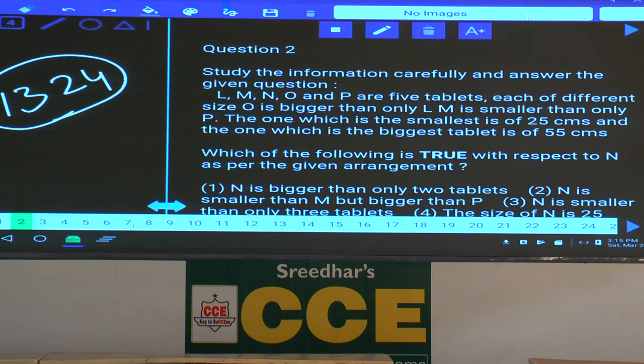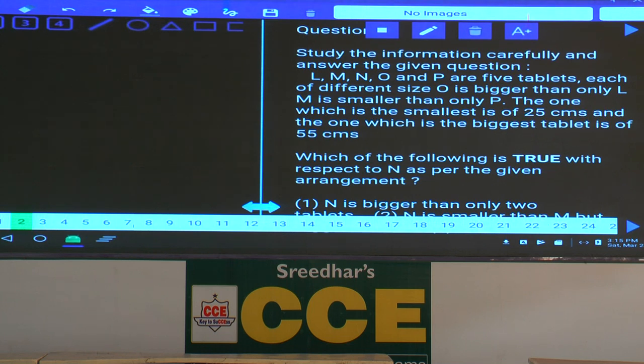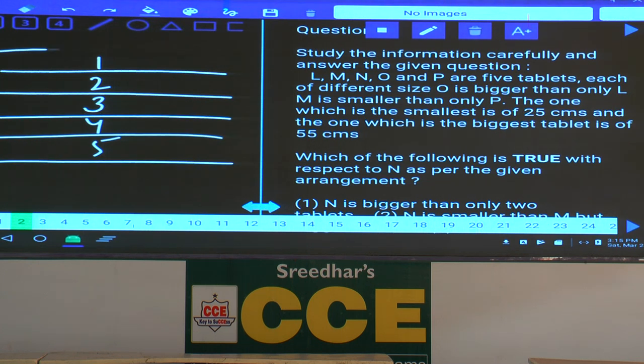Then question number 2. Now in the second one, L, M, N, O and P are 5 tablets, each of different size, isn't it? Hence, how many are there? There are only 5. These 5 tablets are being compared in their sizes. Then condition number 1: O is bigger than only L. Hence O and L must be in the 4th and the 5th places respectively, because this O is bigger than only one, that is L.